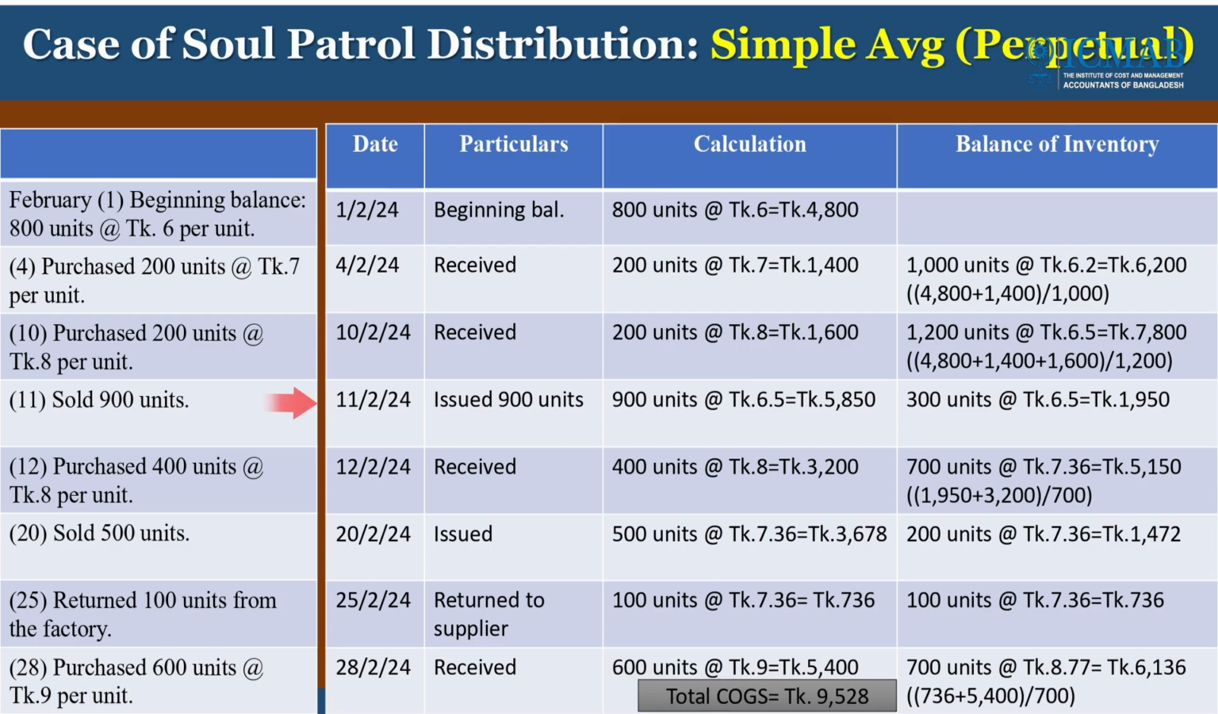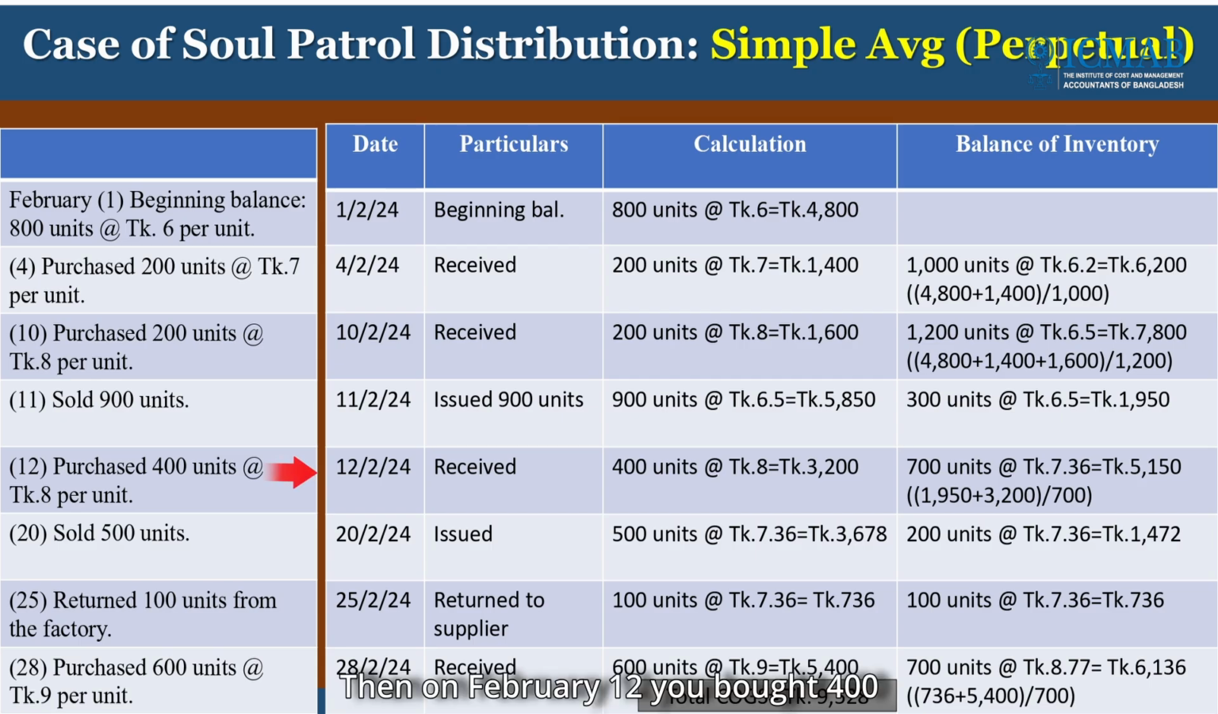Then on February 11, you have sold 900 units. Then you can determine the cost of goods sold this way. You have to determine the value of 900 units, which is 6.5 per unit. So you will multiply this 900 units at taka 6.5, and you will get the value of cost of goods sold at taka 5850. And the ending inventory consists of 300 units, and the value of each unit is 6.5. So the value of ending inventory should be 1950.